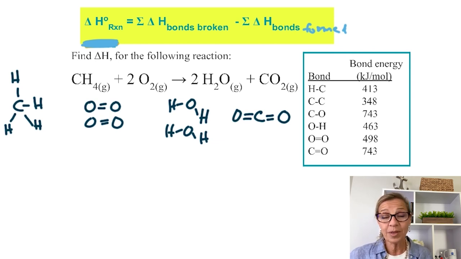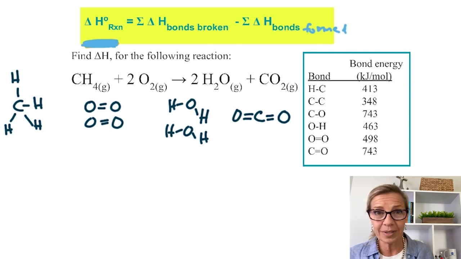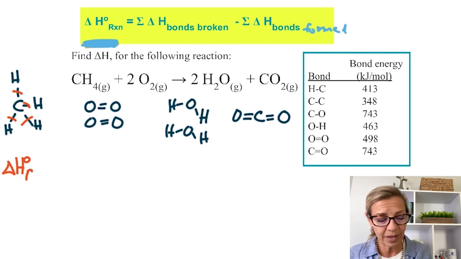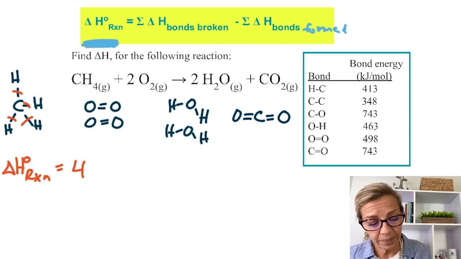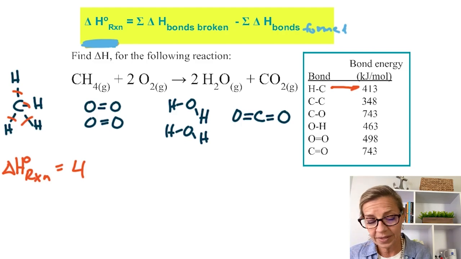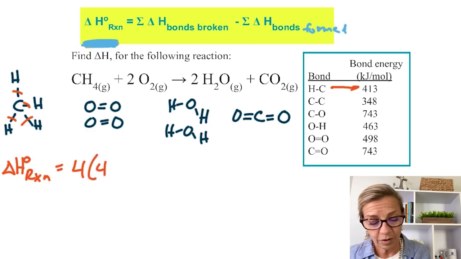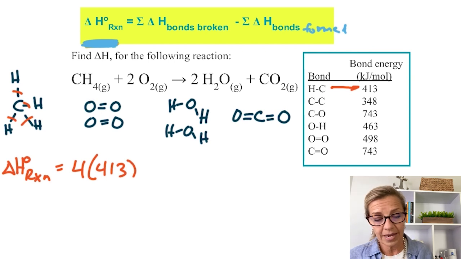So what are the bonds broken? Look at my Lewis diagram here. I've got 1, 2, 3, 4 CH bonds. Okay, so my enthalpy for the reaction is going to be, let's add up my bonds broken. I've got 4 CHs. Okay, so I'm going to look over at my table here. Each one is 413.